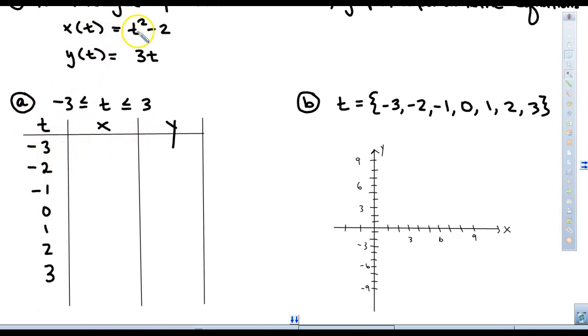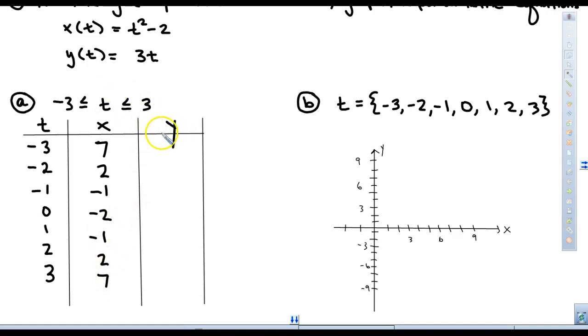So when I put -3 in the place of t right here, well, -3 squared is 9. 9 minus 2 is 7. A -2, that would be 4 minus 2, which is 2. A -1 would make that 1 minus 2, which is -1. 0 squared minus 2 is -2. We'll put this 1 right here. 1 minus 2 gives me -1. 2 squared is 4 minus 2 gives me 2 again. And then 3 squared is 9 minus 2 gives me 7 again. So those are my x coordinates that I'm going to graph.